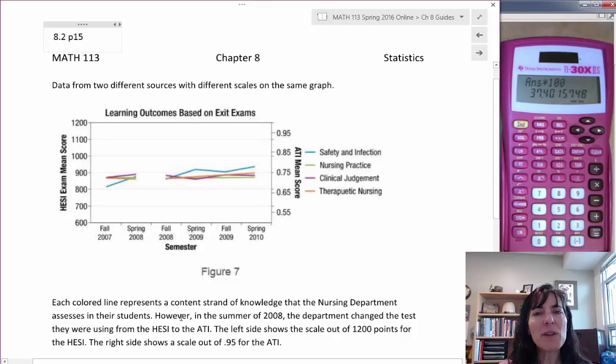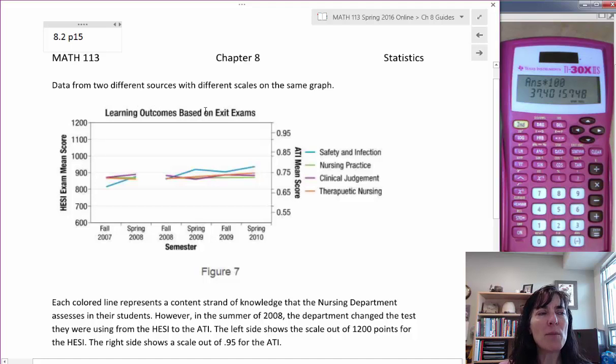Another graph, this one is interesting because it has several lines and they are color coded, so it might not look good if you print it in black and white, but you should be able to see on here. We have two different sides. This left-hand side is the HESI exam mean score, and the right-hand side is an ATI mean score.